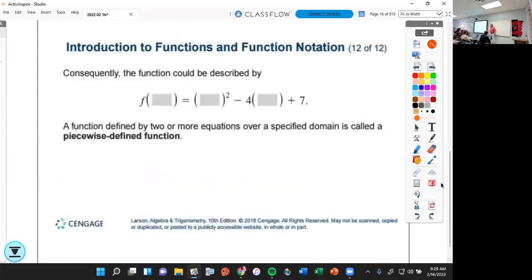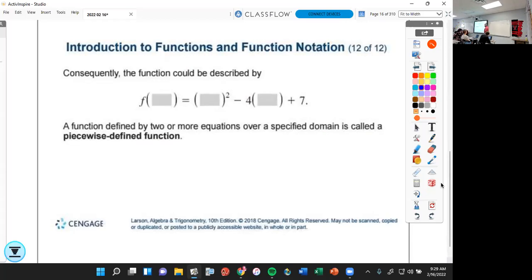So basically, to calculate something, this could be anything, so they just put gray boxes there. That could be f of x is x squared minus 4x plus 7. That could be f of r is r squared minus 4r plus 7. So it doesn't really matter what it is.